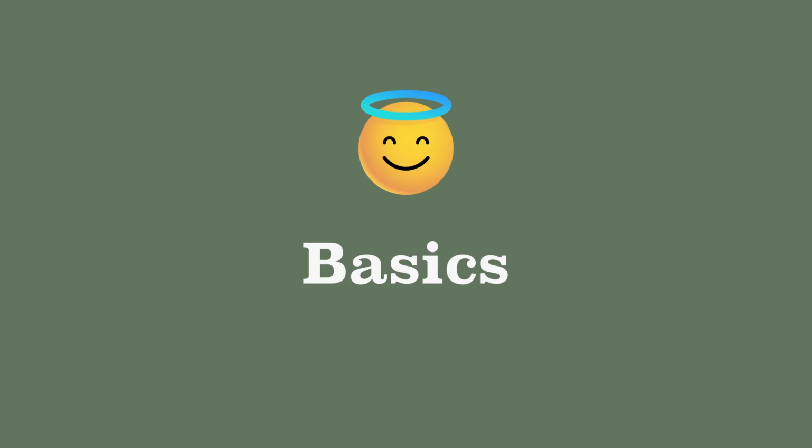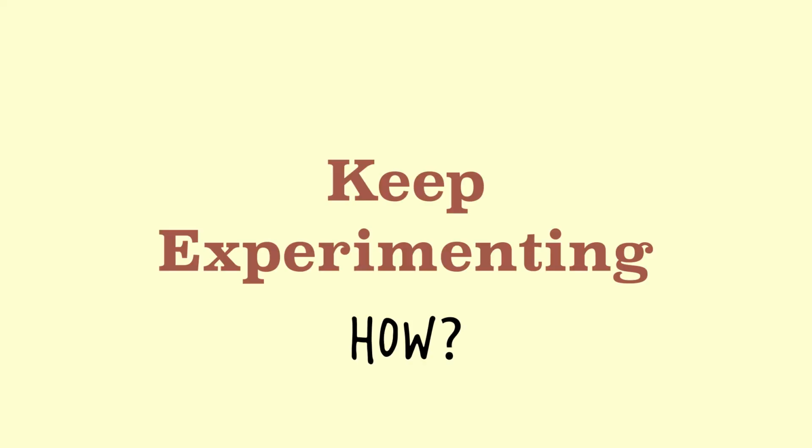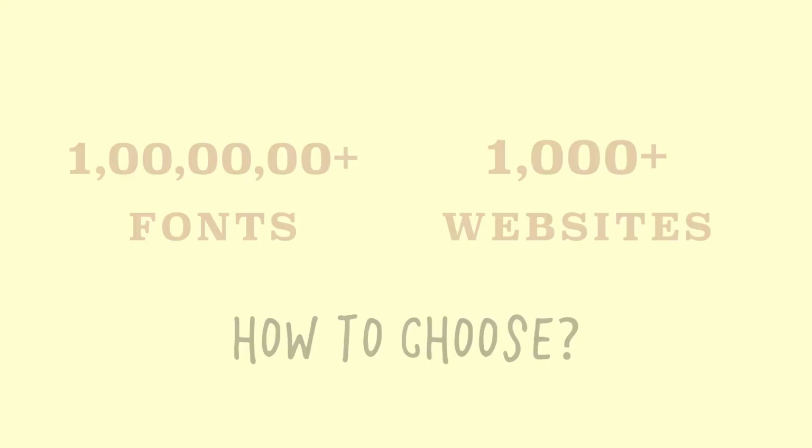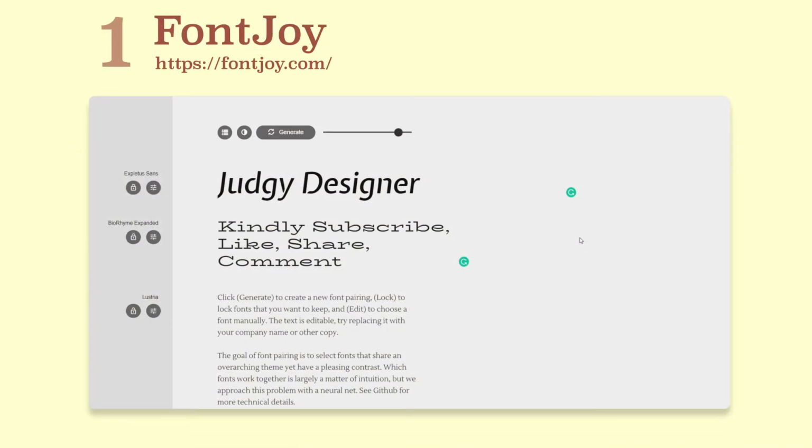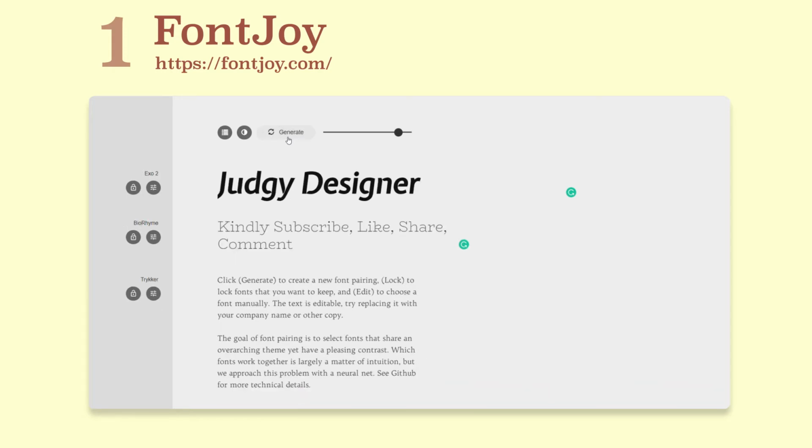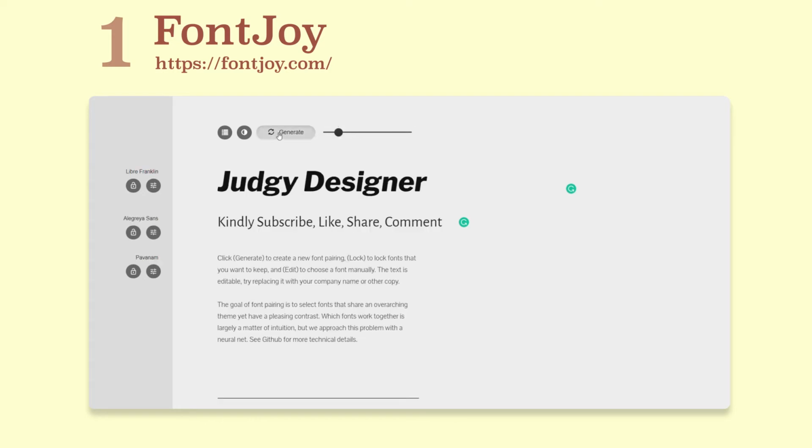Now you know the basics. Just keep on experimenting, but how? Millions of fonts, thousands of websites, how to choose? Visit FontJoy. With a single click, it will suggest 3 nice font pairing options. It will randomly shuffle between options until you find the perfect match for your next bang on project. Bang on, got it?